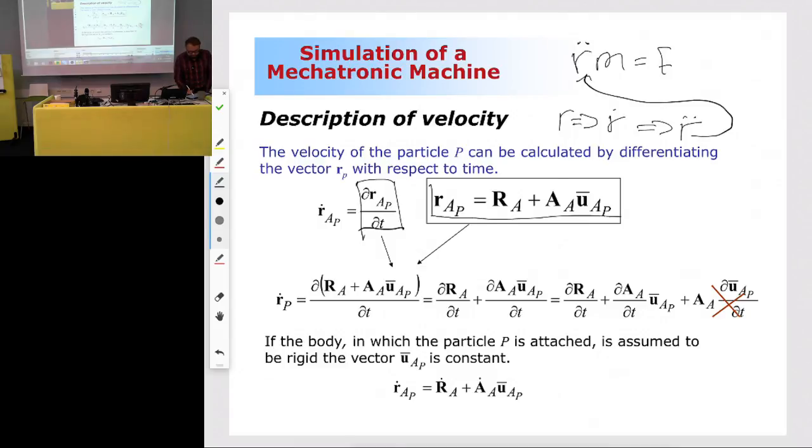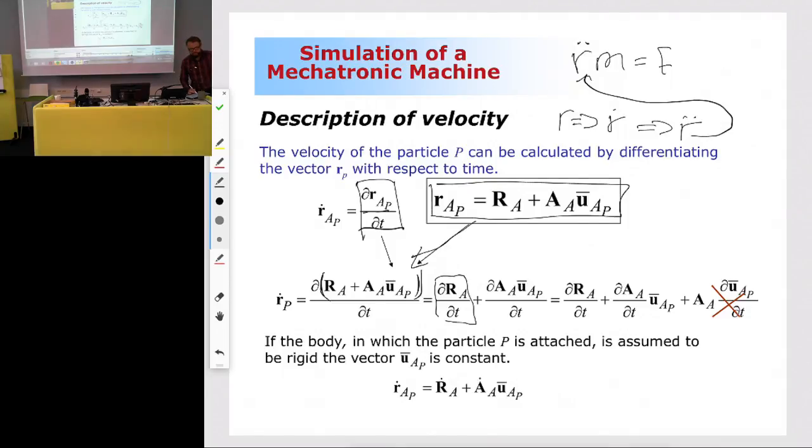All right, so what's going to happen then? My position description is this one here. So I will substitute that into this equation, and then I have this partial operation with respect to time. So I have here partial r divided by partial t. Now my first component is this one here.